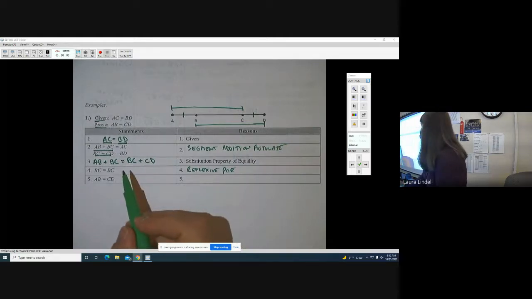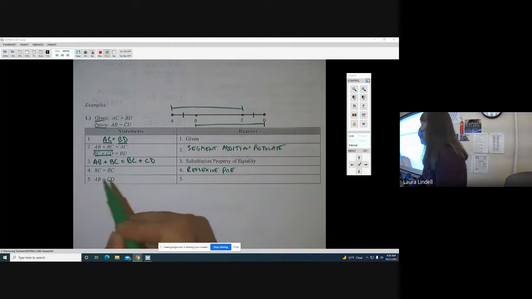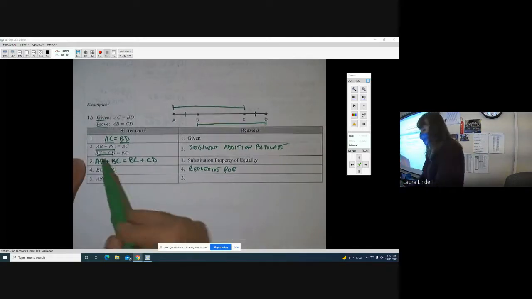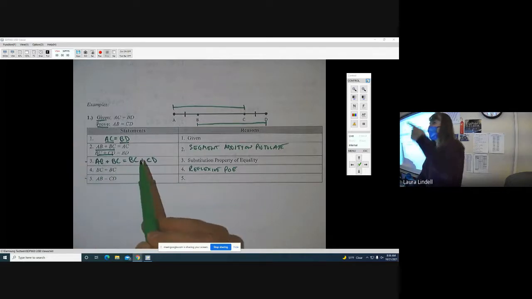All right. So what I'm really interested in here, though, is with this equation, what can I do to both sides to get AB is equal to CD? Anyone see it? So we're looking for what happens to get from step 3 to step 5 on both sides of the equation. You think you see it, Olivia?